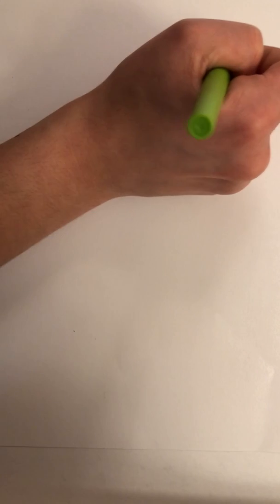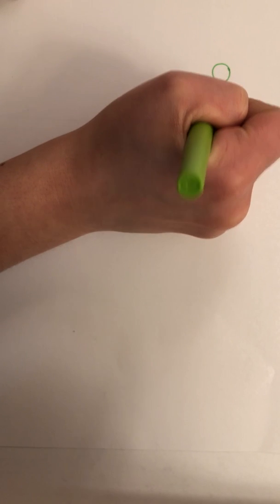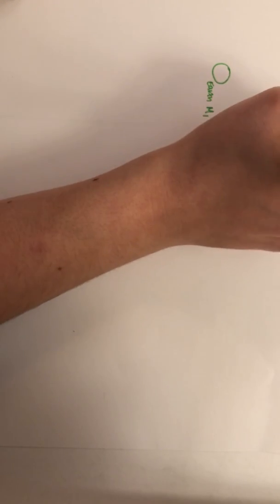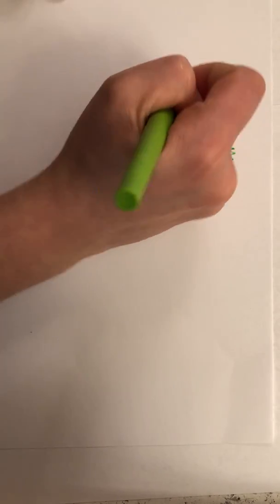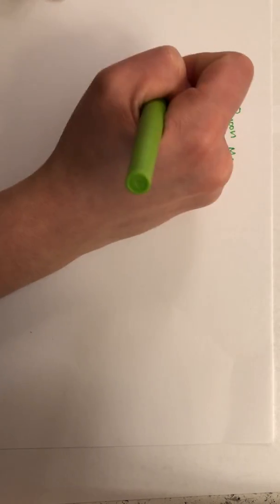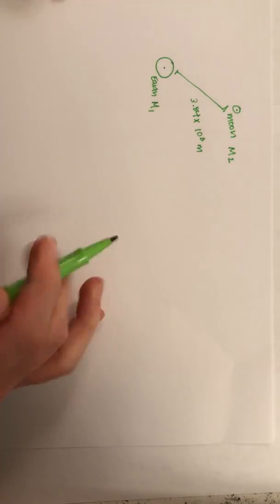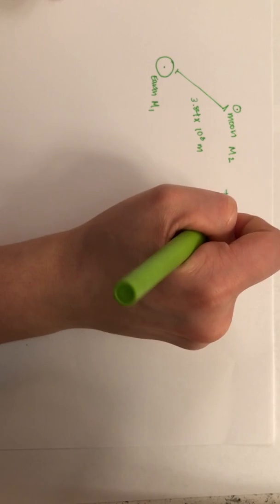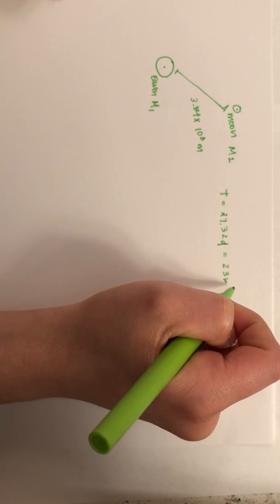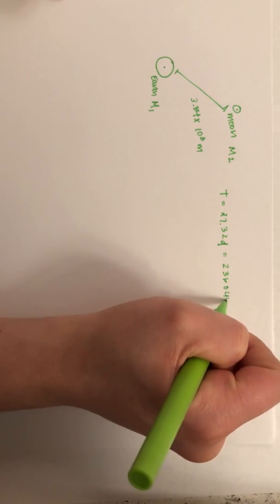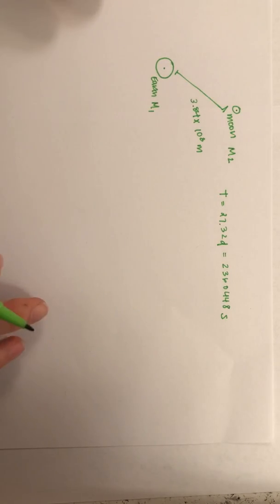So first let's draw a diagram. This is the Earth, and we'll just set it as mass 1, and this is the moon. We'll set it as mass 2. The distance between their centers is 3.84 times 10 to the 8th meters. And the period of the moon's orbit is 27.32 days. If you convert that to seconds, it's 2,360,448 seconds. So it says to use equation 13.8 to calculate the mass of the Earth.